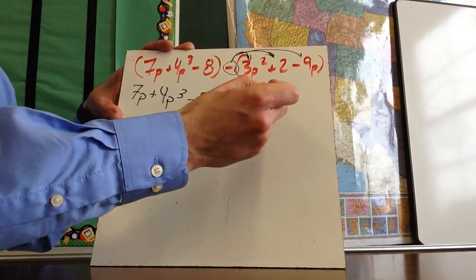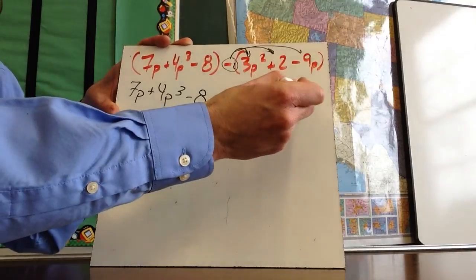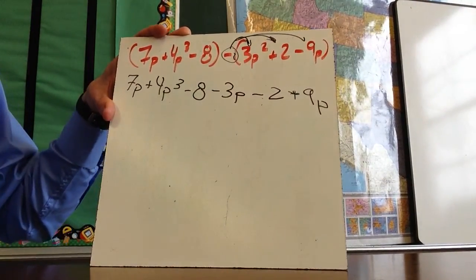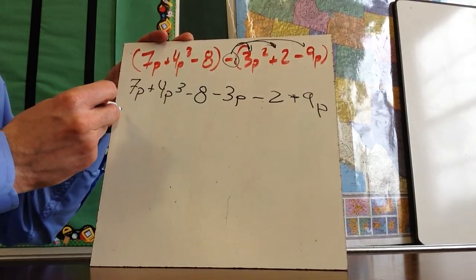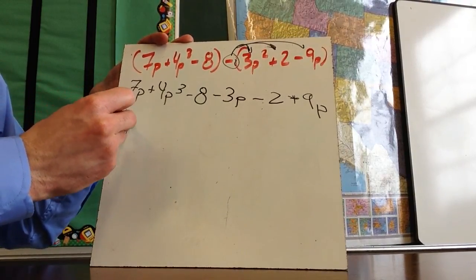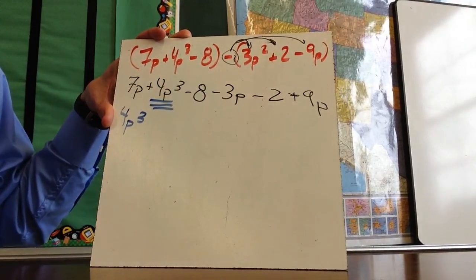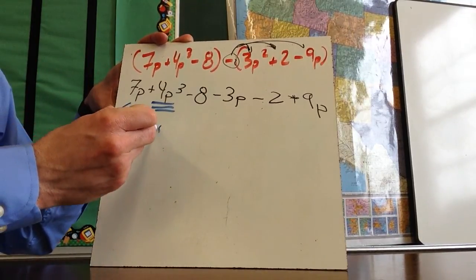Negative 1 times 2 is negative 2. Negative 1 times negative 9p is positive 9p. All right, now I'm going to start trying to group them. I'm looking for the 4p cubed, which was here. But there are no other p cubes, so that one I'm just going to leave by itself.